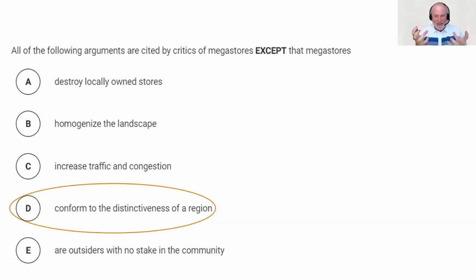All right, the region's going to have distinct characteristics that are going to make it different from the other places around it. The megastore is going to be the same all across the country. It's going to look the same. It's going to sell the same products. It's going to have the same kind of a mission, right? So this is where you see, oh, they don't have that same characteristic as the region. That's why that's going to be the answer D there.